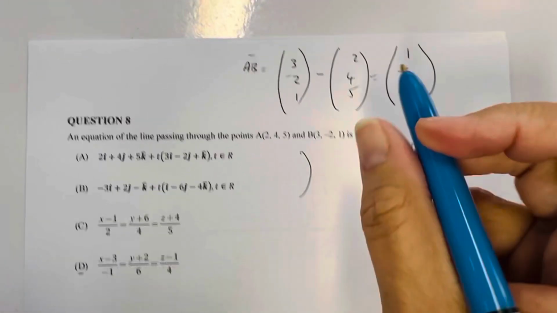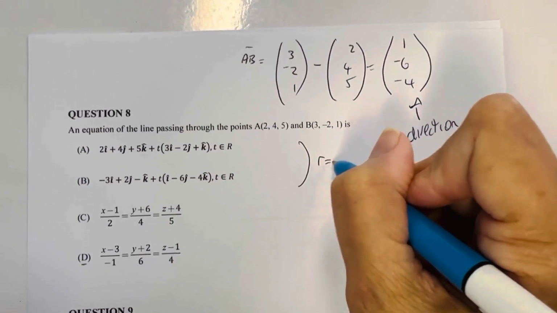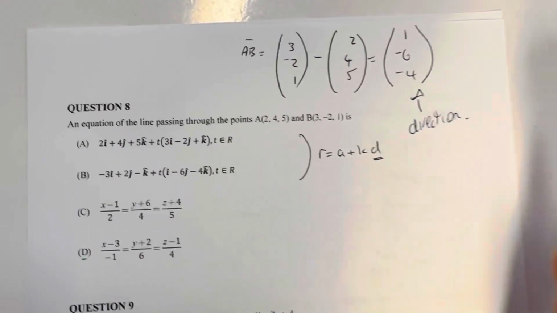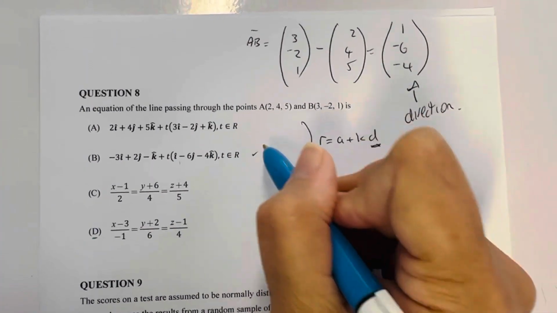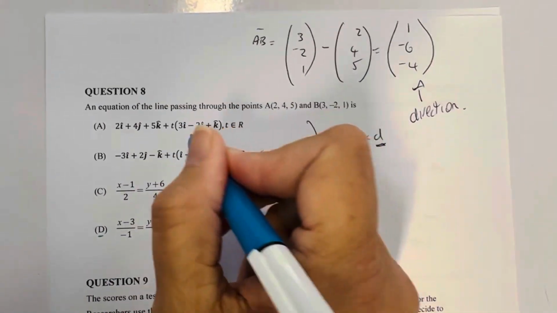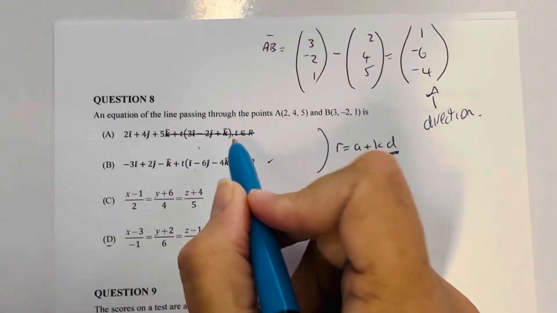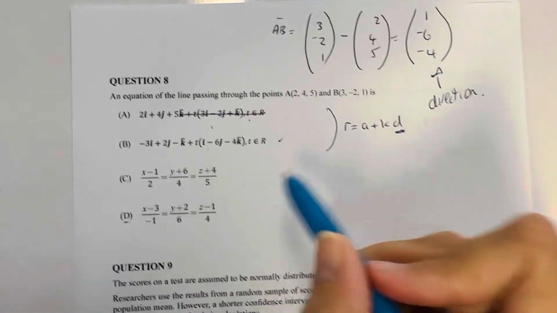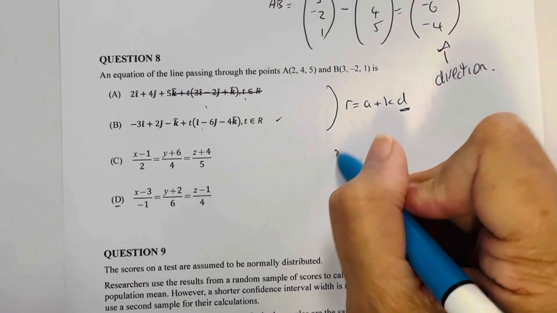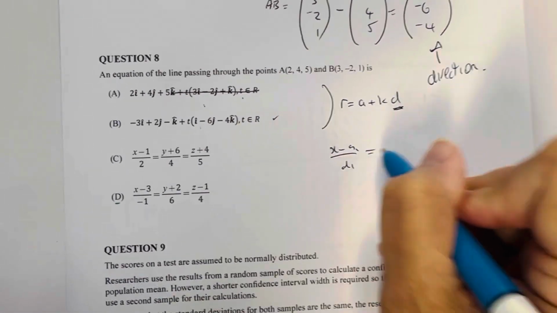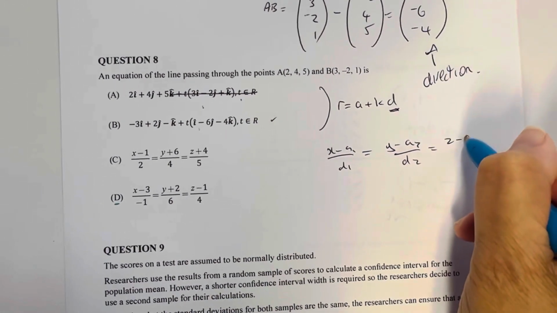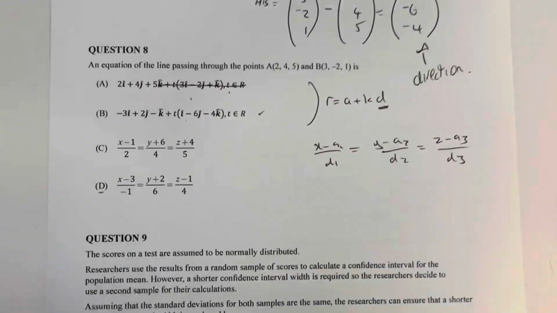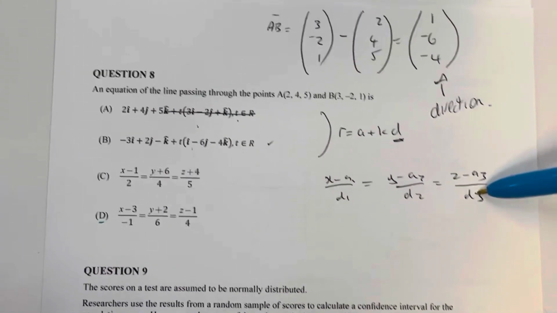Now remember, in these vector forms, r equals a plus kd. That's my direction there. So potentially it could be B. It's not going to be A because it hasn't got the right direction. Looking in Cartesian form, the direction is actually the numbers on the bottom.